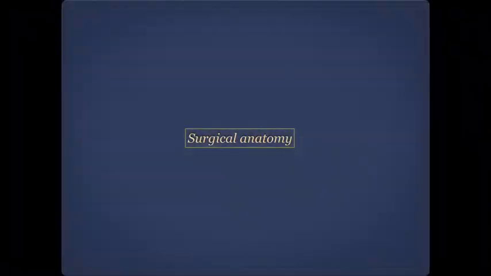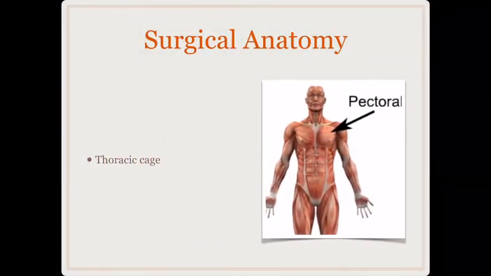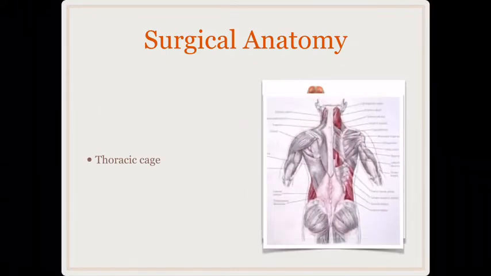Now let us have a brief look at the surgical anatomy of the thorax. All of you would have learned the anatomy of the thorax during anatomy days. So let us just review those anatomical points that are important for a surgeon. As you know, the thoracic cage is heavily reinforced with very bulky muscles like the pectoralis major anteriorly, and the latissimus dorsi, serratus anterior, and trapezius posteriorly.